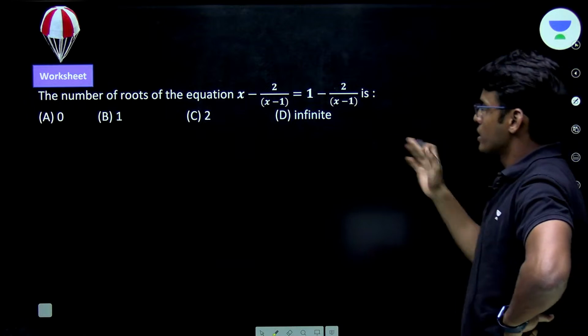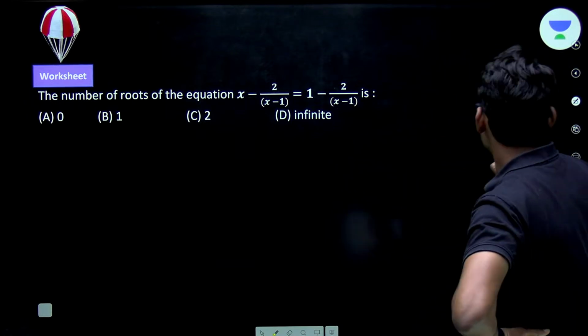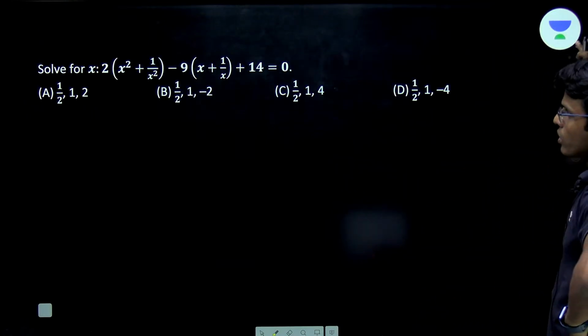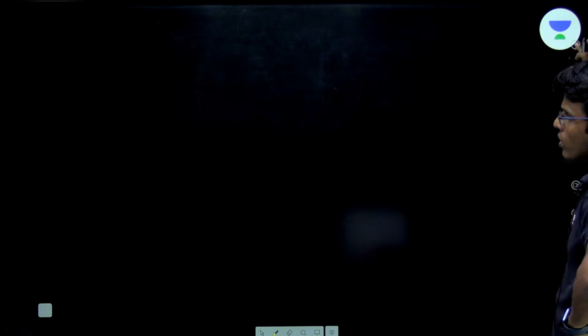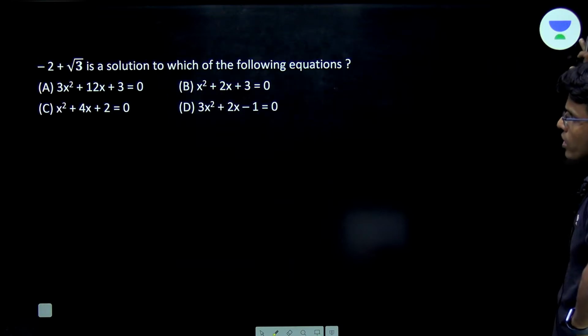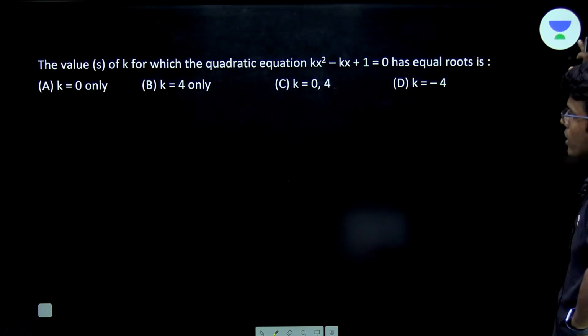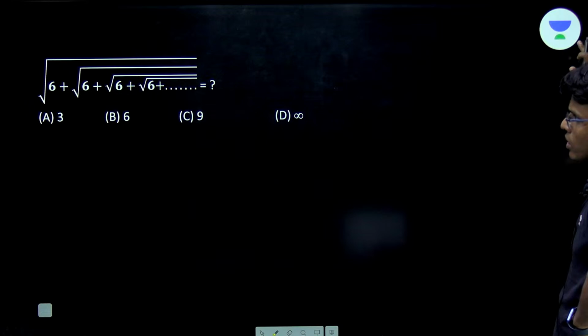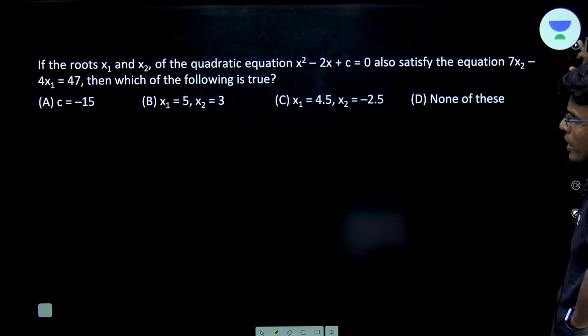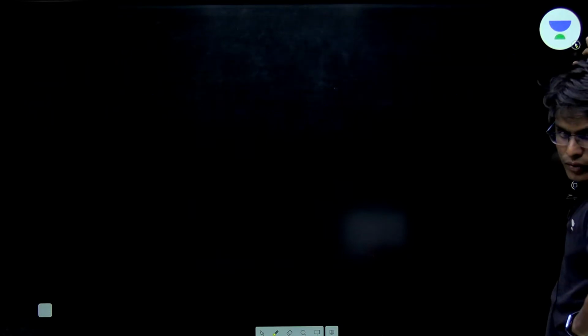So this is the worksheet, guys. This is for you to solve, right? You can solve it, right? We have included the worksheet in this only. All the questions are from the lecture, so you can solve it.